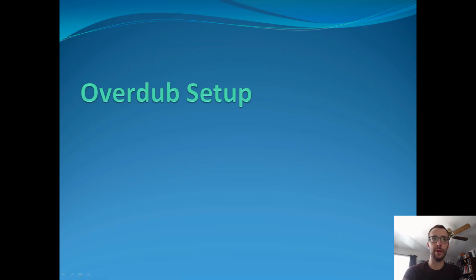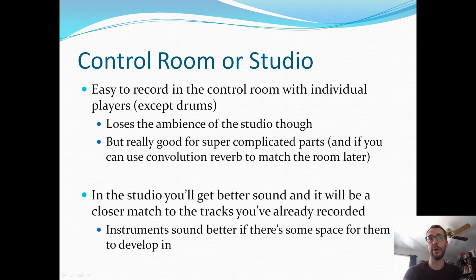The setup for the overdub in the control room or studio is that it's easy to record in the control room with individual players as long as they're not the drums. You lose the studio ambience though, but it's really good for super complicated parts, and you can always use convolution reverb later to match the room.